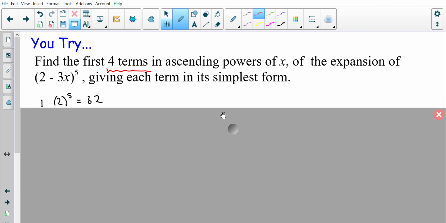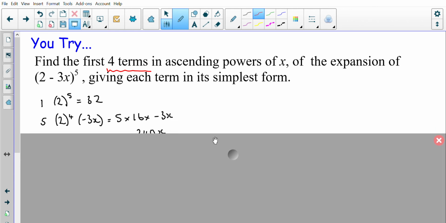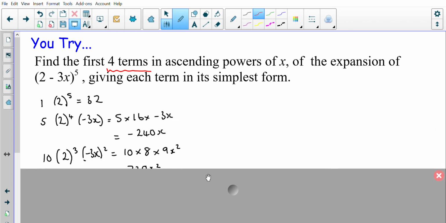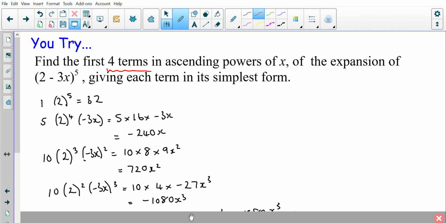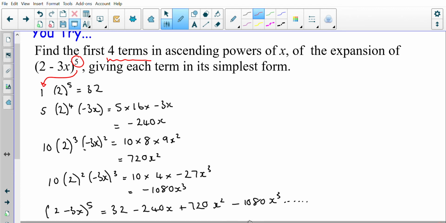Right, if you've had a go at this one, this should be your workings. Working out each term down the page. Notice that I've only done the first 4 terms. This here is the 5th row of Pascal's triangle. And when we string it all together, you should end up with 32 minus 240x plus 720x squared minus 1080x cubed. And here we can put ... on the end because we haven't done all the terms in the expansion.